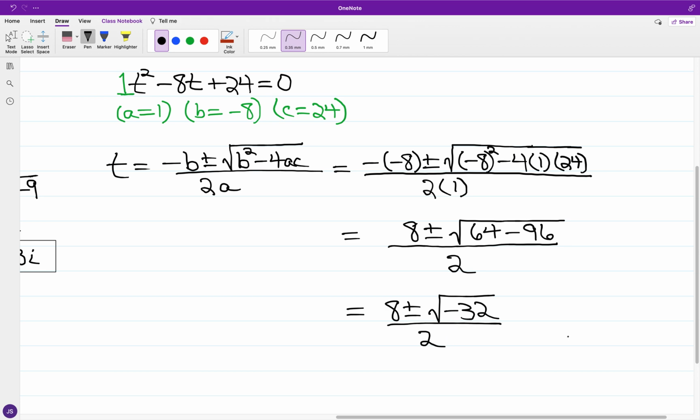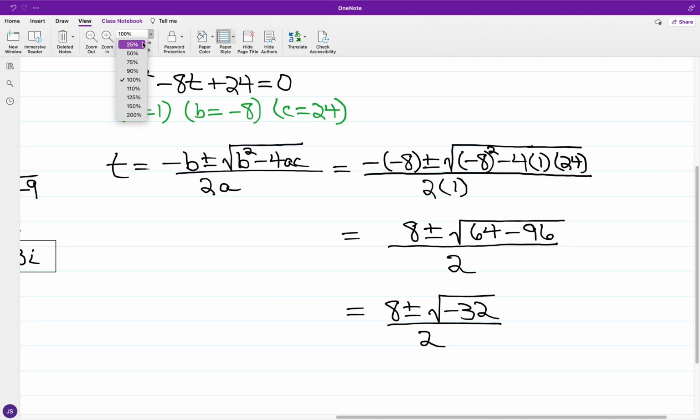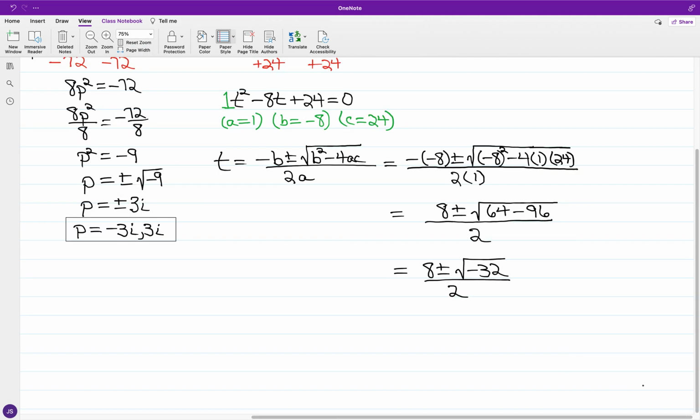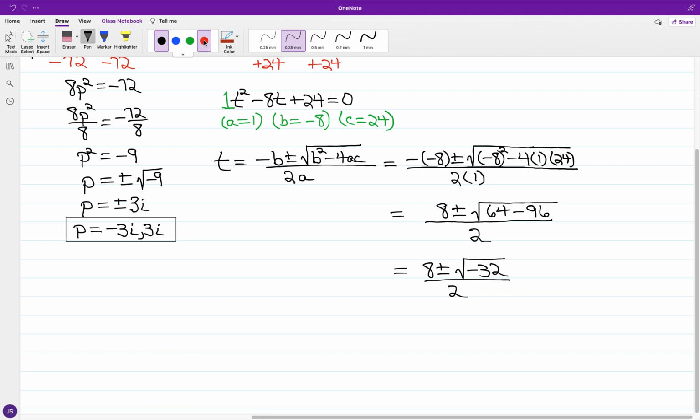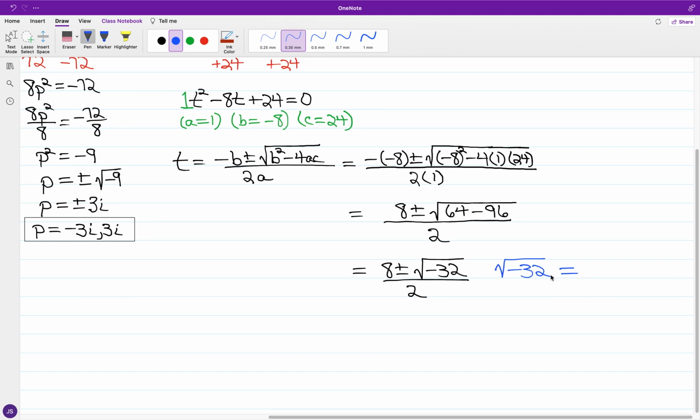And we have all over 2. Okay. Now for the square root of -32, I'm going to lower this in terms of reduced radical form. So for the square root of -32, we can just take out the negative part, so you have the square root of 32 times the square root of -1, and you can just go ahead and write this as the square root of 32 times i.